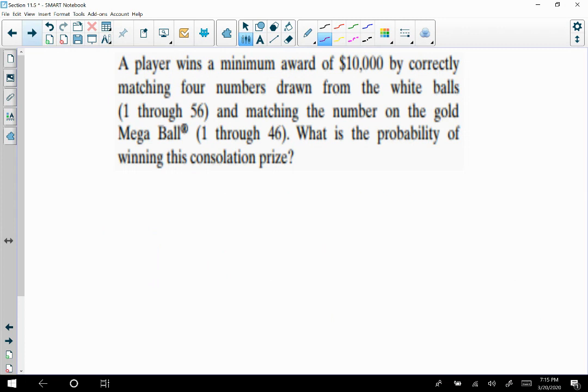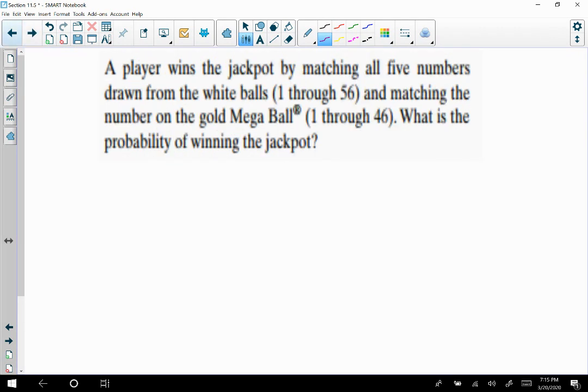All right, the next 2 problems are all about the lottery. Very, very near and dear to our hearts. Looks like I skipped a page by accident. There we go. Here's our next problem. This problem says a player wins the jackpot by matching all 5 numbers drawn from the white balls, 1 through 56, and matching the number on the gold mega ball, 1 through 46. What is the probability of winning the jackpot?